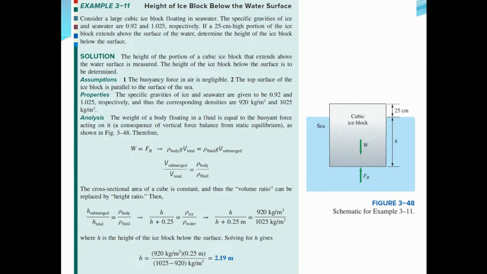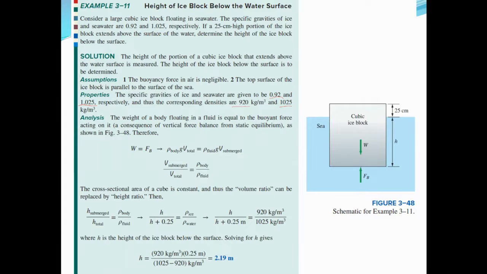We have the specific gravities to be 0.92 and 1.05. Then for the densities we just multiply by 1000, to get the respective densities. So now let's analyze the weight. The weight of a body floating in a fluid is equal to the buoyant force. This we know, because of the equilibrium in the vertical position as shown in the figure. So the weight is simply equal to the buoyant force.